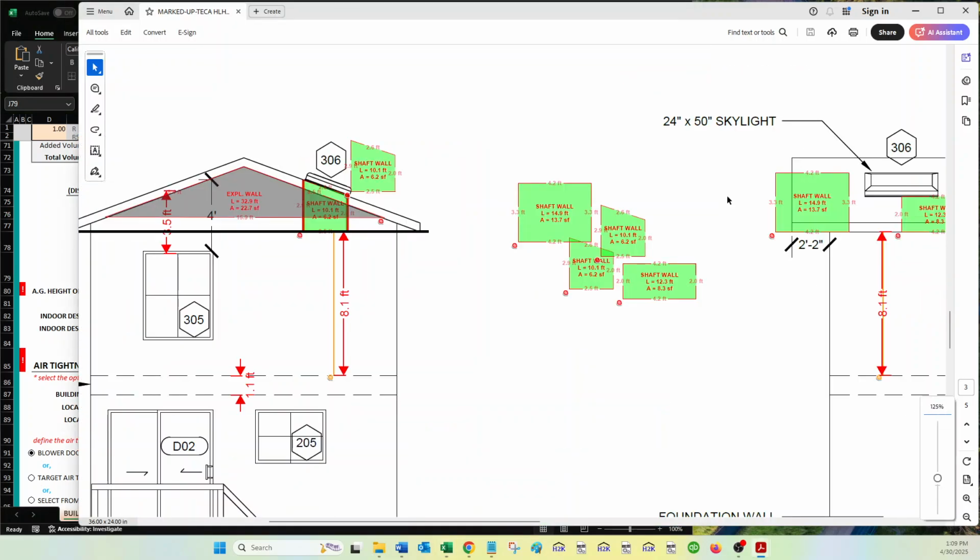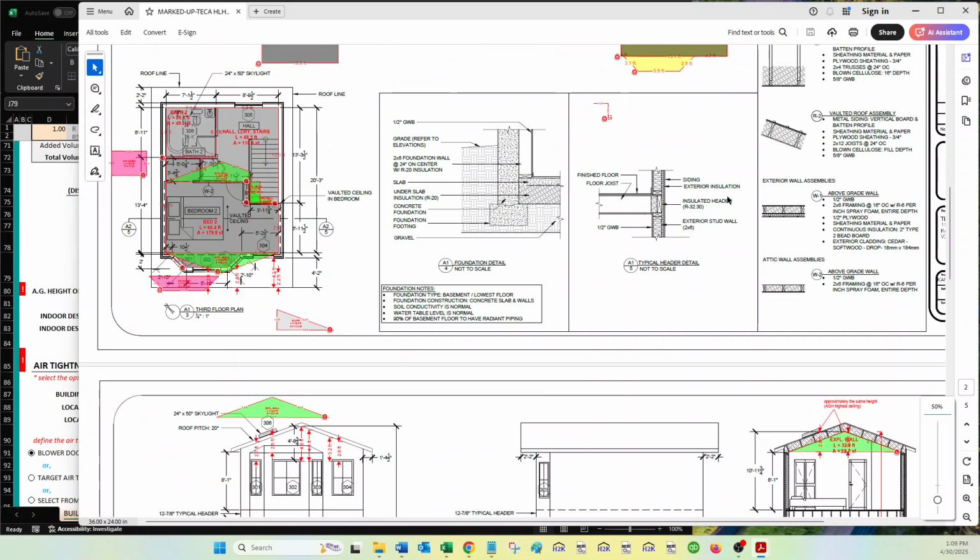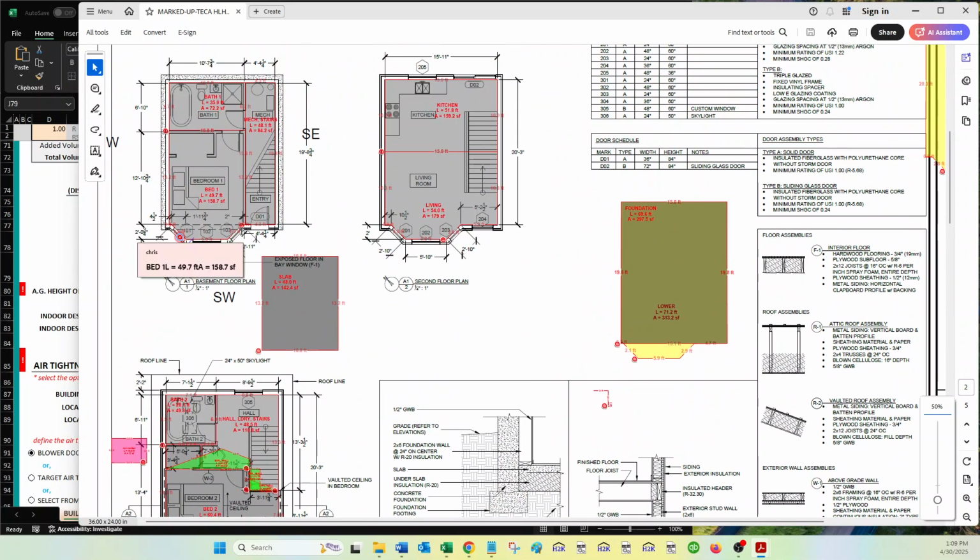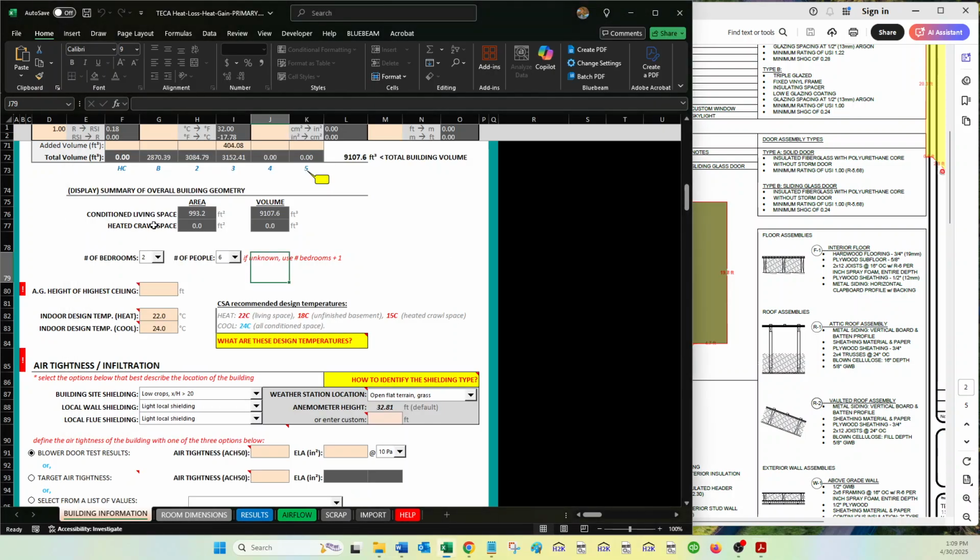For our example, which is the TECA in-class example, we have 2 bedrooms, one on the top floor under that vaulted ceiling, and then one on the lower floor. So 2 bedrooms, 3 people. Above grade highest ceiling, you can read more information in this hover note here.